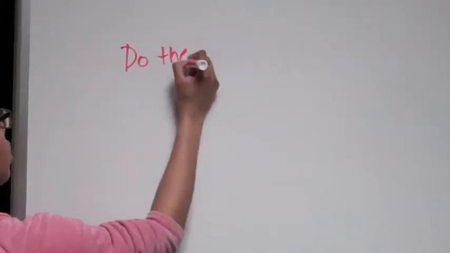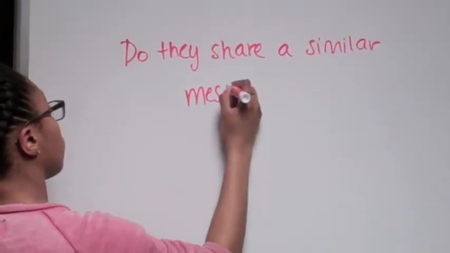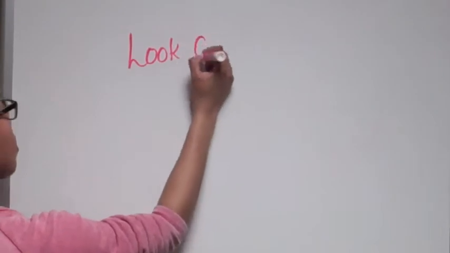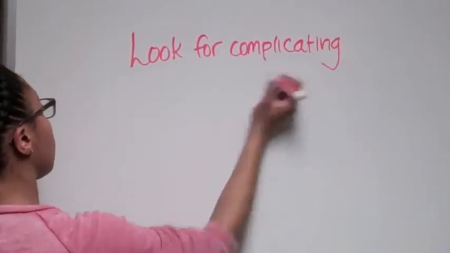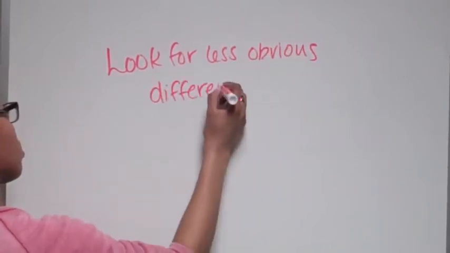The fact that both movies are focused around a female character in high school leads us to believe that the movies would share a similar message. Now that we have analyzed the obvious similarity, we have to look for complicating evidence. Step 3. Look for less obvious differences despite the similarities.